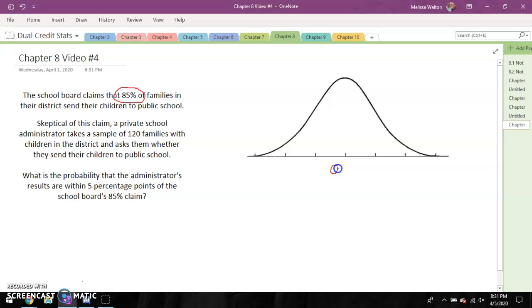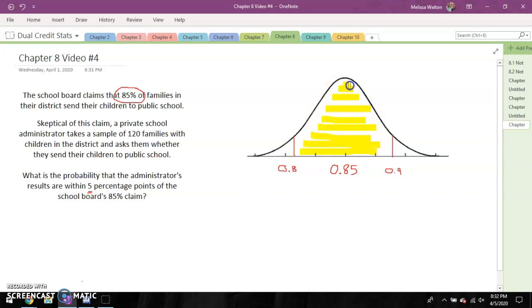We are expecting this distribution to be centered at what the school board claims, at 85%. If I want to know the probability that this falls within 5 percentage points, what I'm looking for is the probability that we are between 5 percentage points lower, which would be 80%, and 5 percentage points above, which would be 90%. I'll go ahead and highlight. We're looking for the probability that this administrator's results are going to fall somewhere in this region.